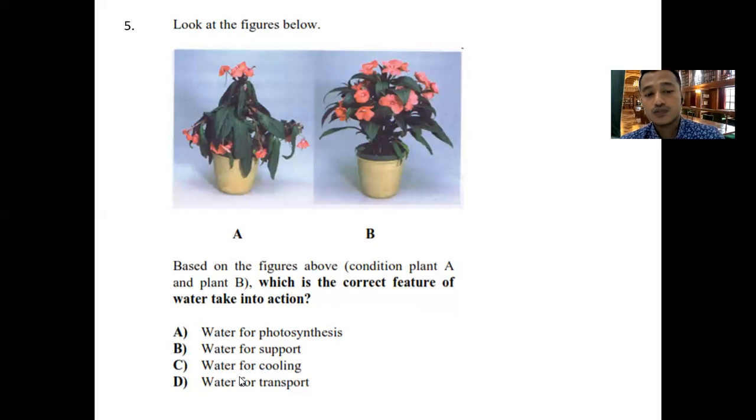And then water for transport is not a correct answer as well, because water transport does not occur in this kind of experiment, but occurs inside the vessels, which we call xylem. All right. So the best answer in here is B, water for support.